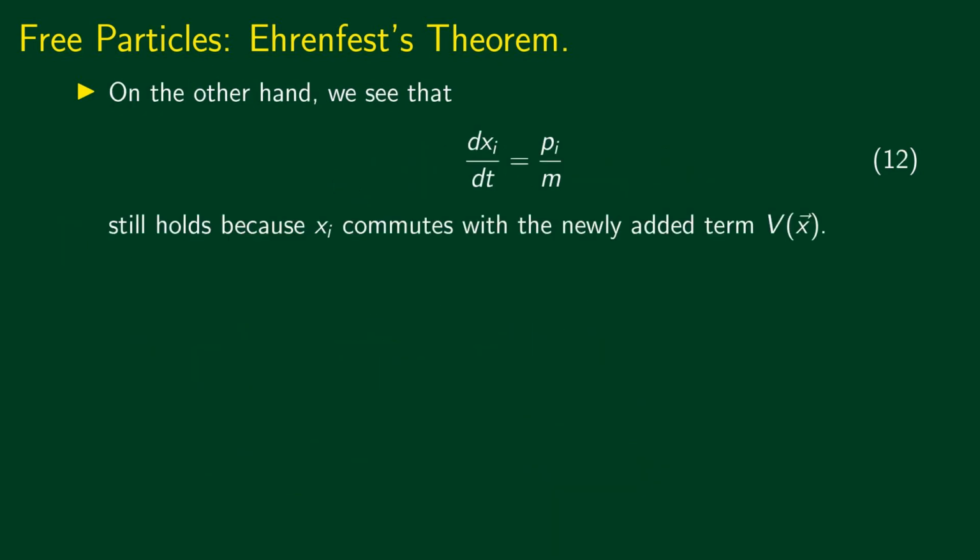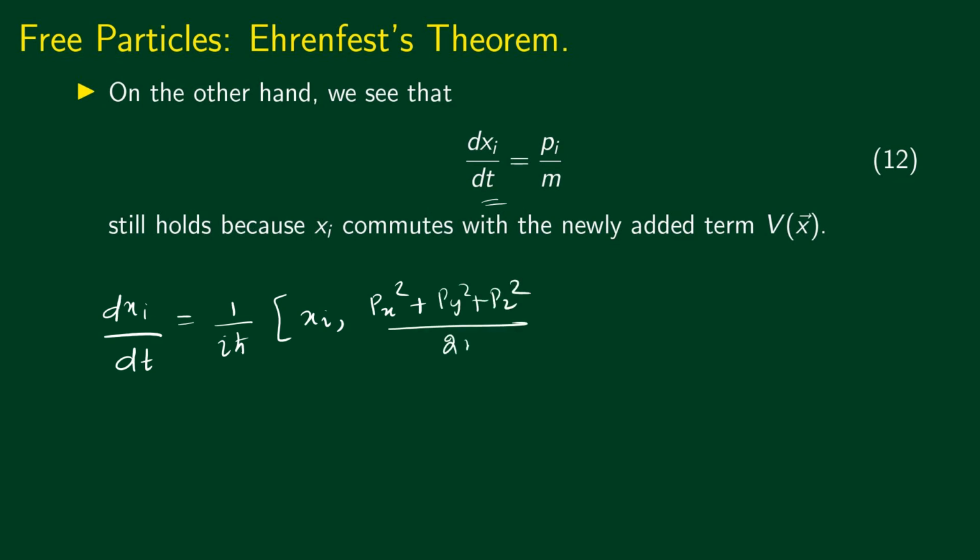Okay. In the same way, we can find dx_i by dt using the Heisenberg equation of motion. dx_i by dt is equal to 1 divided by i h bar, the commutator of x_i with the Hamiltonian. And the Hamiltonian is of the form p_x square plus p_y square plus p_z square divided by 2m. Or let me write it compactly as the sum over j of p_j square divided by 2m plus V of x vector.